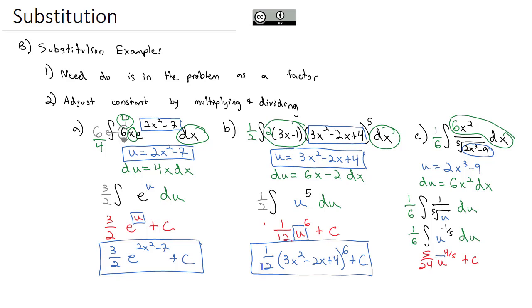And now all that's left is to replace u with what it represents. We have 5 over 24, u, which is 2x cubed minus 9 to the 4/5 power, plus c.